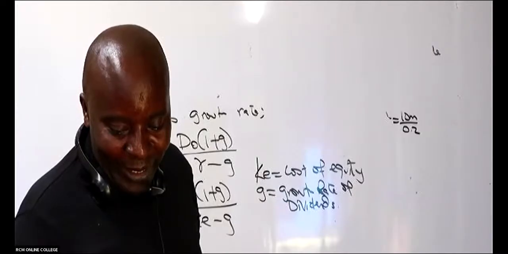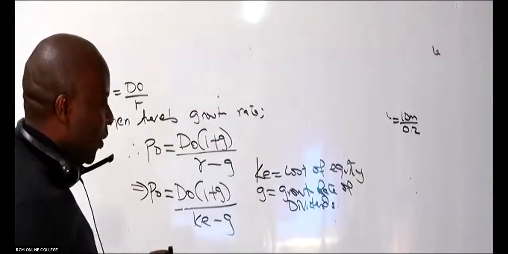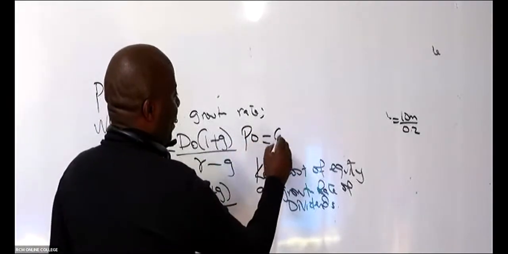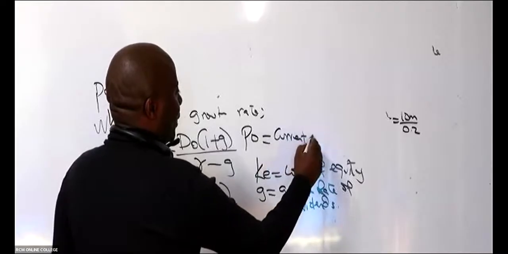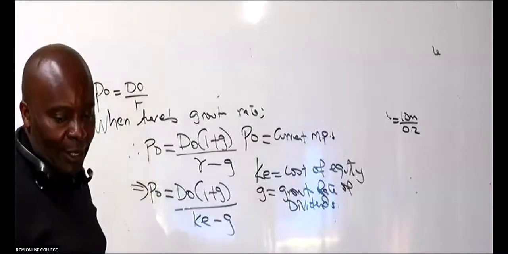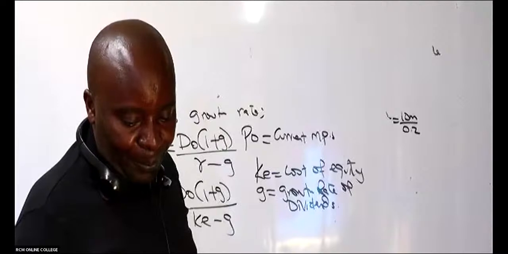PO stands for what? Are you asking about PO? PO is the current market price per share. Current market price per share. I introduced it, yeah, current market price per share.